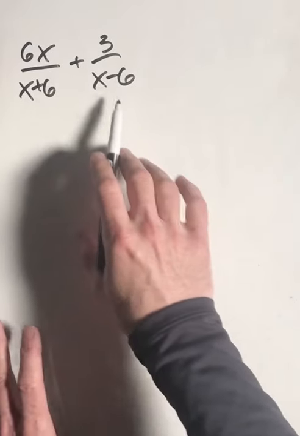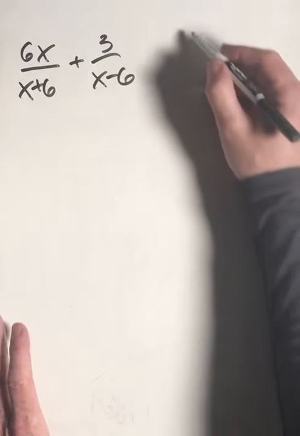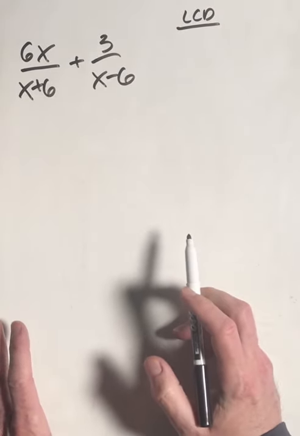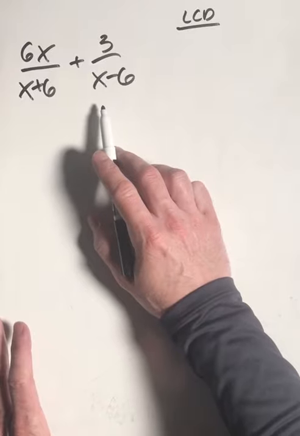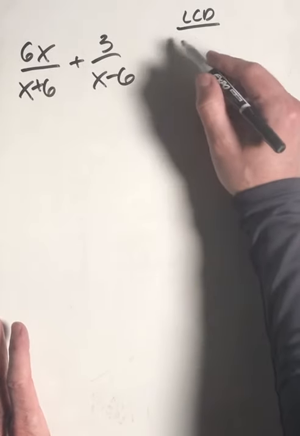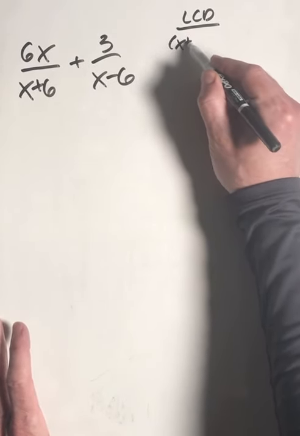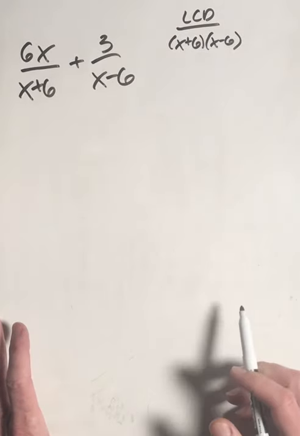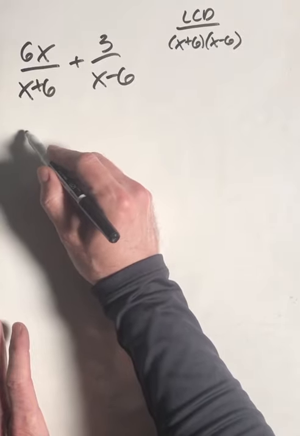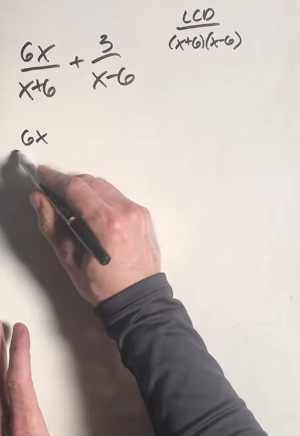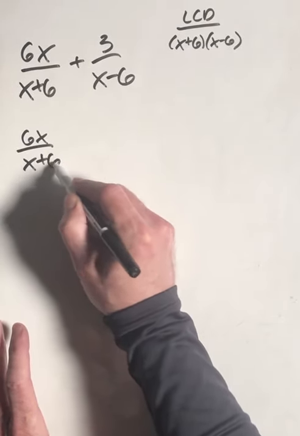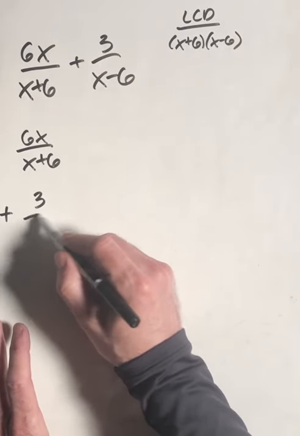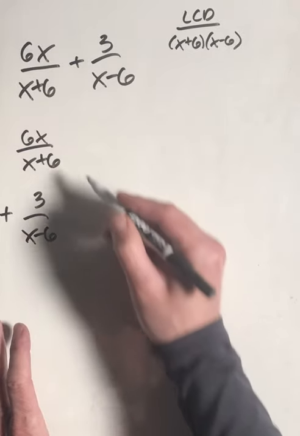To add these two rational expressions with different denominators, I'm going to have to find and re-express each of them in terms of the lowest common denominator. If x plus 6 is a factor and x minus 6 is a factor, then the lowest common denominator is going to be x plus 6 times x minus 6. So now I'll re-express this vertically. So 6x over x plus 6 plus 3 over x minus 6.